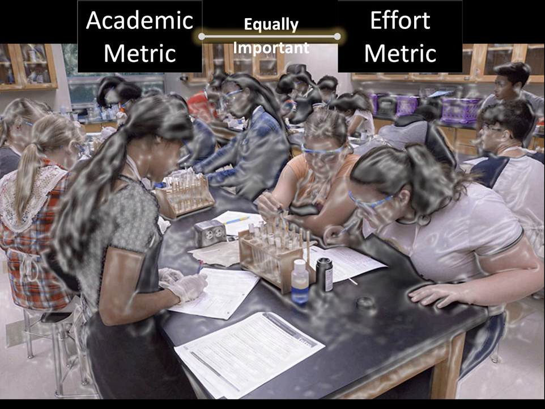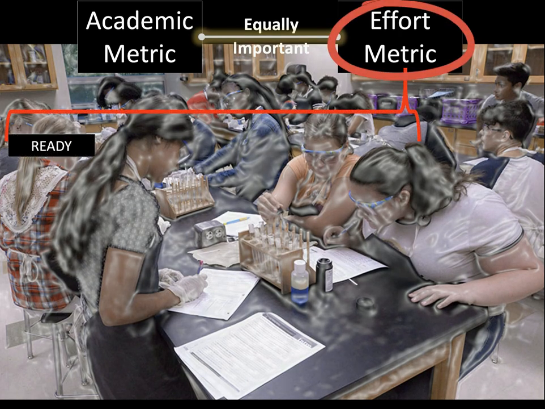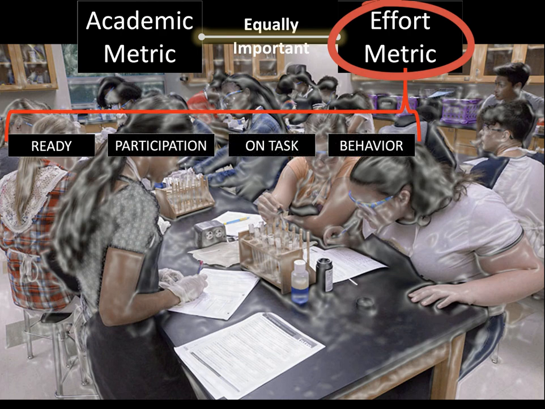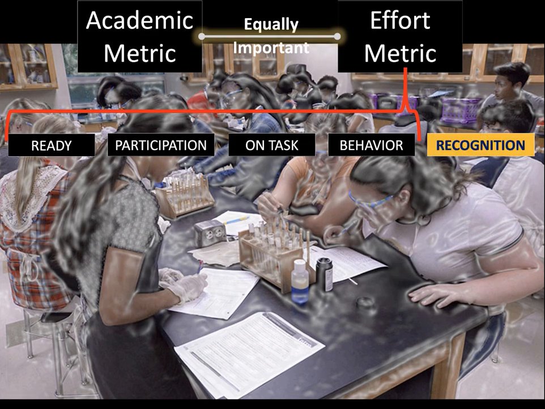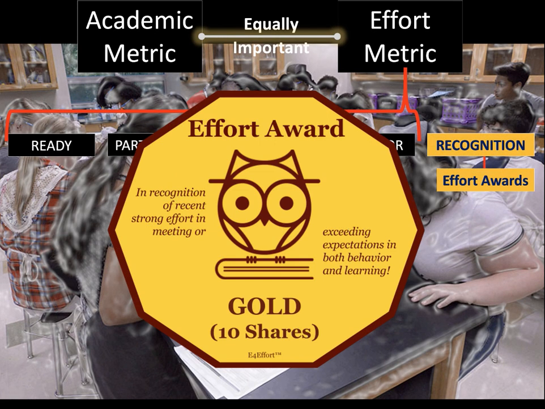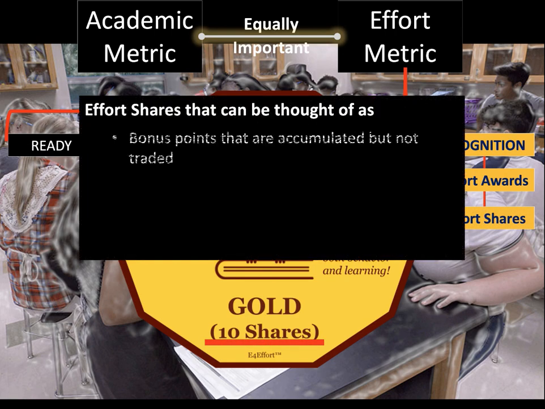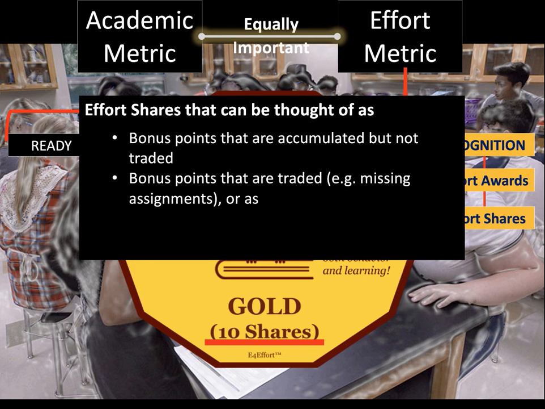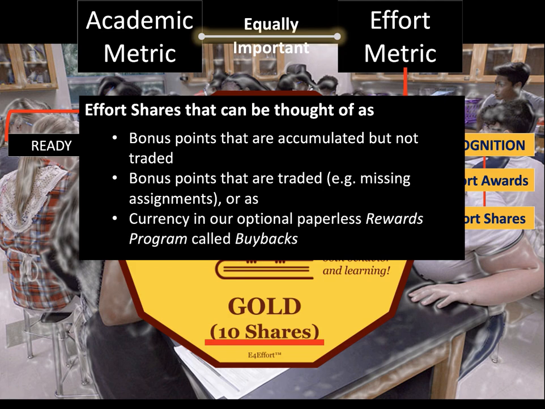When using E4Effort, the effort metric consists of 4 different effort categories: ready, participation, on task, and behavior. There's also a category used for recognition. Students can earn effort awards through the recognition category. Effort awards include effort shares. Effort shares can be thought of as bonus points that are accumulated but not traded, bonus points that are traded, for example, for missing assignments, or as currency in our optional paperless rewards program called buybacks.